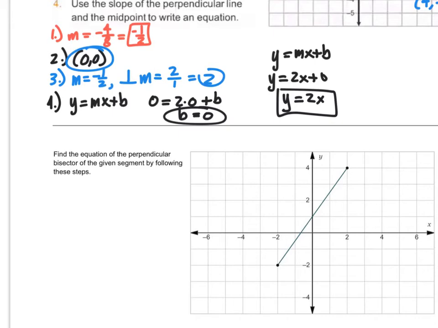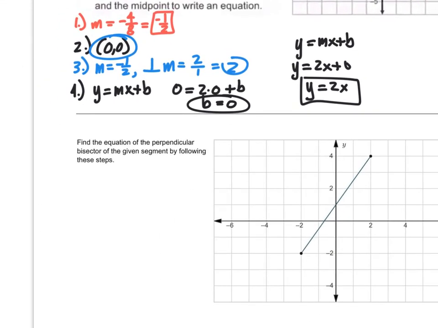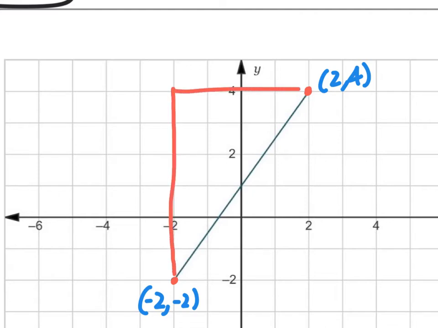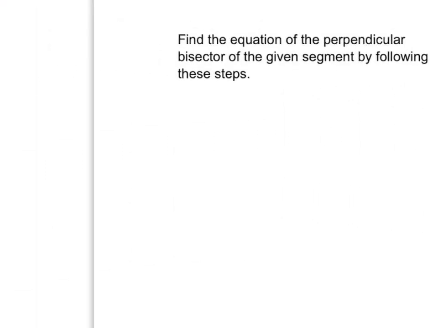Now over here, it wants us to do the same thing. I'm going to find the equation of the perpendicular bisector for the given segment following those same steps. So step 1, let's find the slope. I want to go from this point up to the next. I'm going to identify this point as (-2, -2), and this is the point (2, 4). Calculating my slope, we go up 1, 2, 3, 4, 5, 6, so up 6, and then we go over 1, 2, 3, 4. So my slope m is 6/4, which simplifies down to 3/2. So in step 1, my slope was equal to 3/2.